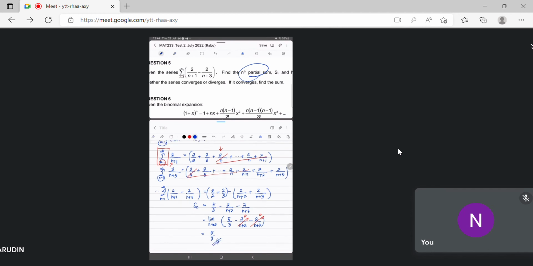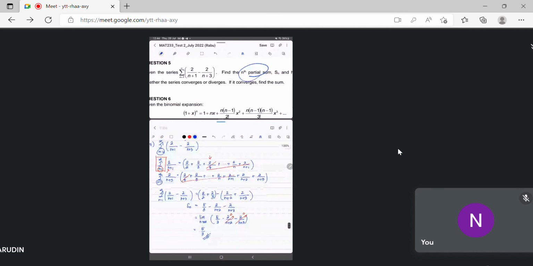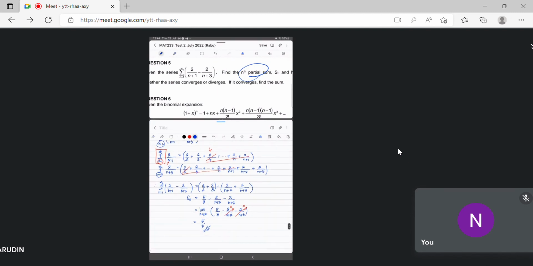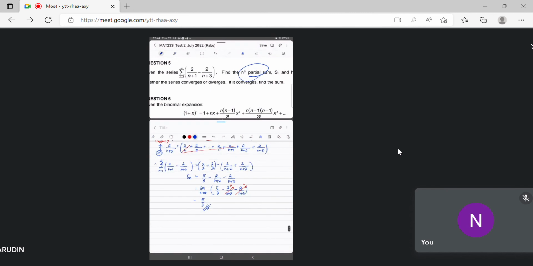Okay, I hope that for the telescoping series tak ada masalah tau. Telescoping series adalah series yang paling simple. Okay, tapi final tak keluar. Okay, so saya skip ini.